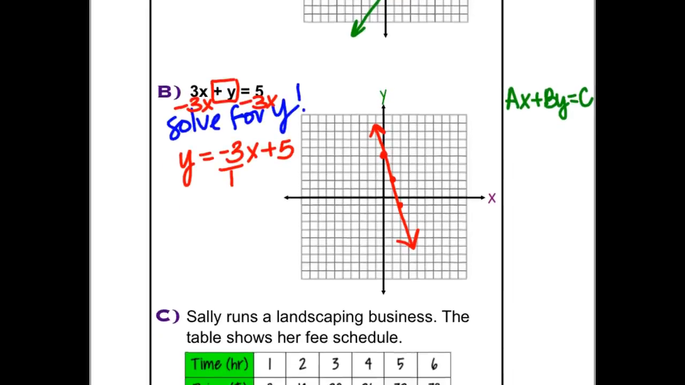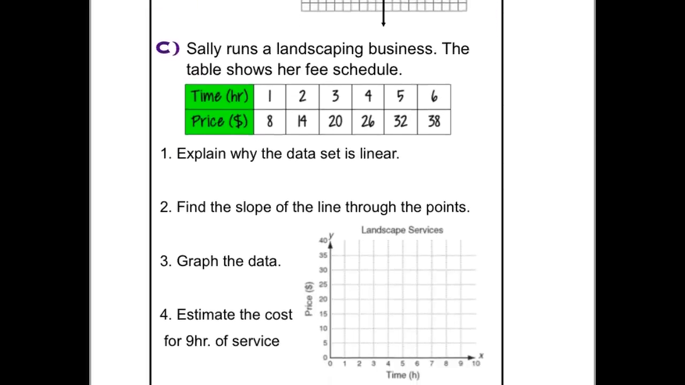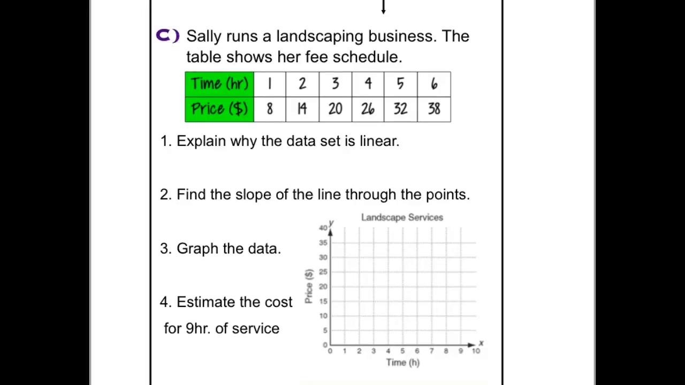Then we have to deal with word problems. Now we have Sally running a landscaping business. This table shows how she charges her fees for the time she works. We need to explain why this data set is linear. I'm going to give you a second to think about this and enter a response, and then we'll talk about it. All right, the reason why this is linear, remember, is because as we go up an hour, up an hour, up an hour, etc., we're going up $6, up $6, etc.